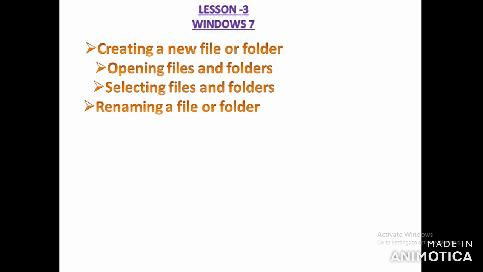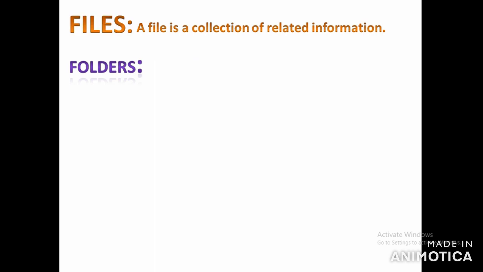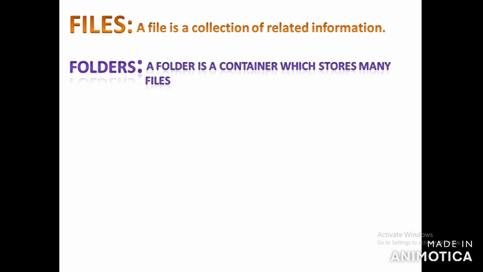Now, before we continue the new topics for today, let us once again revise about files and folders. What a file is. Children, a file is a collection of related information. Then what is a folder? A folder is a container which stores many files, and this way your folder looks. So children, whatever files you store, you can store at one place in a folder so that your files are at one place and you need not waste your time in searching out the files here and there. So this was about files and folders.